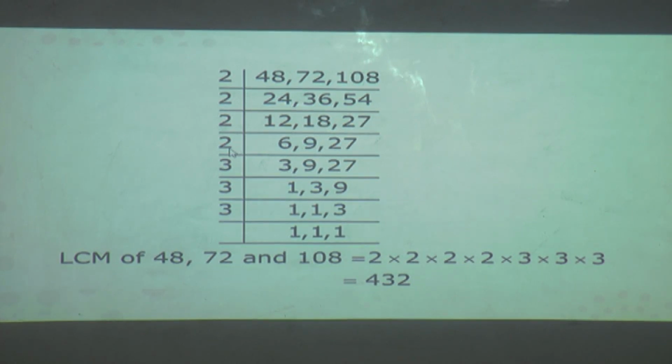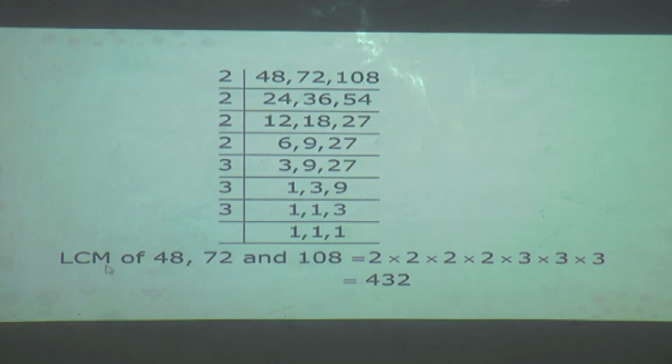Again we will take 2. 2 3s are 6. 9 is not divisible, so keep as it is, and again 27 also we have to keep as it is. Now we have to take 3. 3 1s are 3. 3 3s are 9 and 3 9s are 27. So 3 1s are 3 and 3 3s are 9. We have only 3 here, so again it is divisible by 3. 3 1s are 3. We got at last 1.